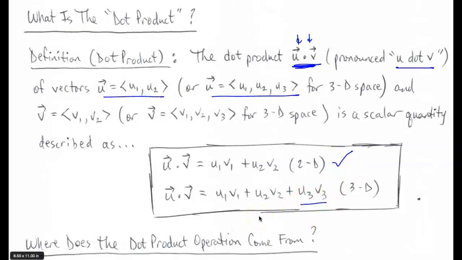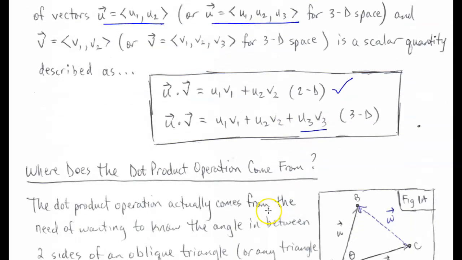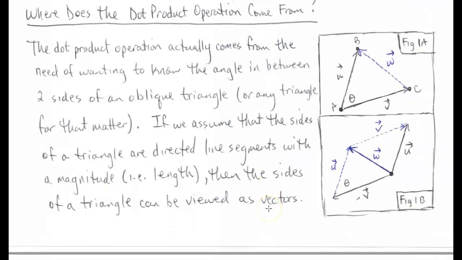So now we need to talk about, well, where does the dot product operation actually come from, okay? And so we know here that the dot product operation actually is a byproduct of wanting to know the angle in between two sides of an oblique triangle, or really we could say any triangle for that matter, but for what we normally use this for, and you'll see in a minute why I'm saying this, we normally just consider oblique triangles, which are just triangles that do not have any right angles in them.